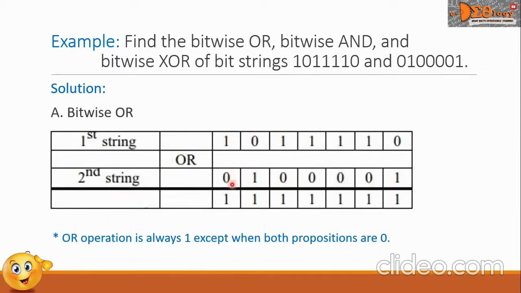So 1 OR 0 is 1. 0 OR 1 is 1. Then 1 OR 0 is 1 for each of the next four positions. Finally, 0 OR 1 is 1. So the resulted string is 1, 1, 1, 1, 1, 1, 1. This is the final answer.